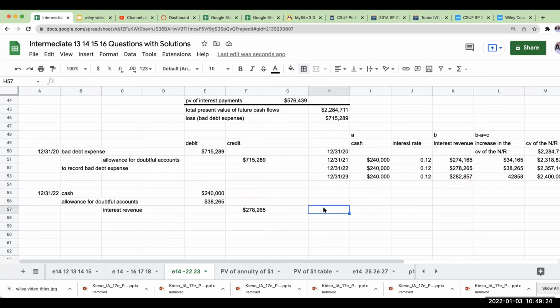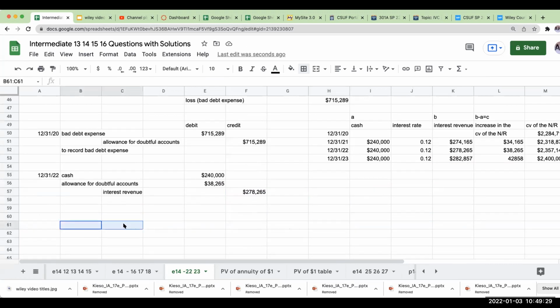All right. And what I want to actually do with this is let's look at this allowance for doubtful accounts and just follow through with it right over here.